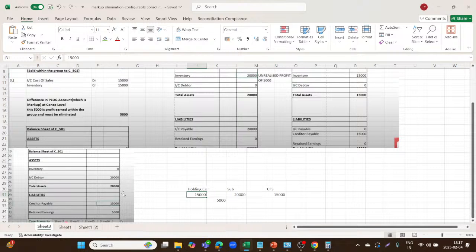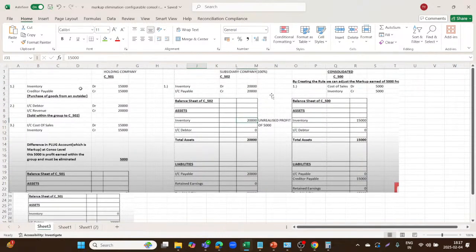So the differential amount, which is nothing but the profit that the holding company has earned within the group, is an intercompany profit. That is nothing but the markup. We'll denote it with markup and it stands under the retained earnings account. All right, now we'll see the treatment for the subsidiary company.